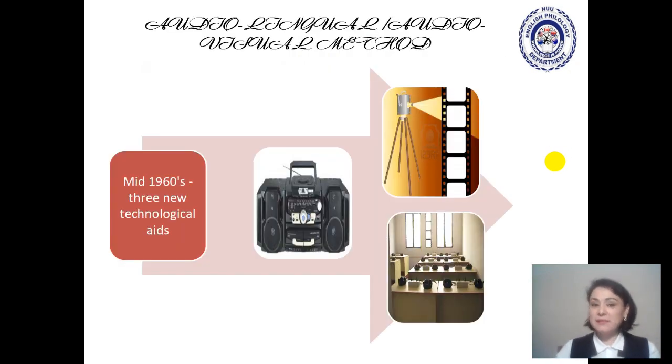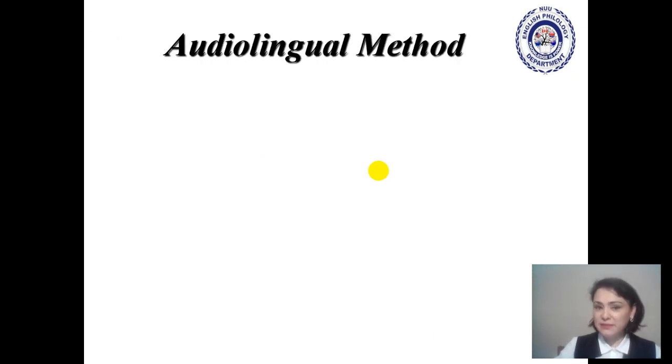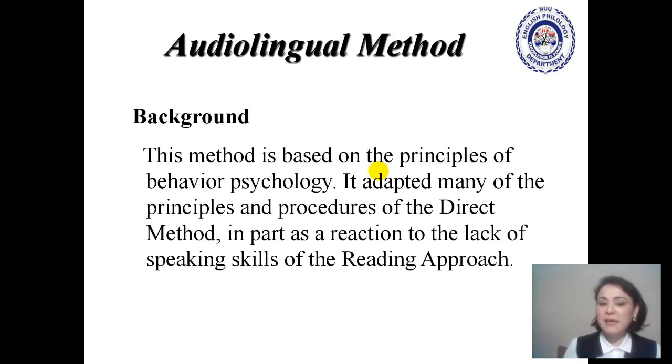The next method is the audiolingual method. This method, created in the mid-60s, was first used in the army. The second name of this method is the army method. The background of this method is based on principles of behavior psychology. It adapted many of the principles of the direct method.